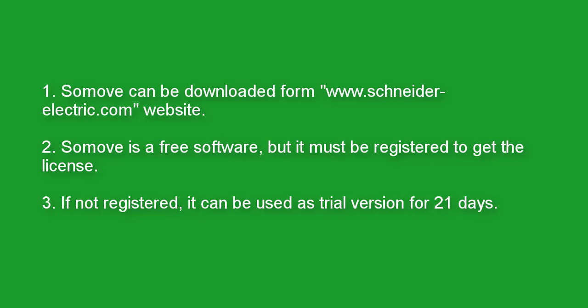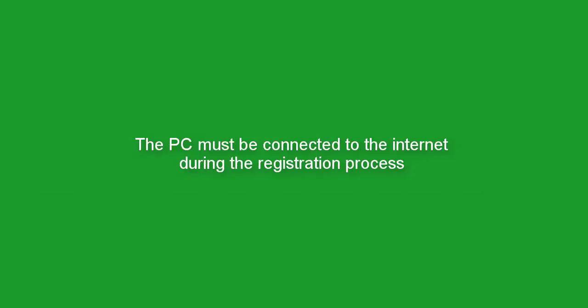Somove is free software, but it must be registered to get the license. If not registered, it can be used as a trial version for 21 days. The PC must be connected to the internet during the registration process.